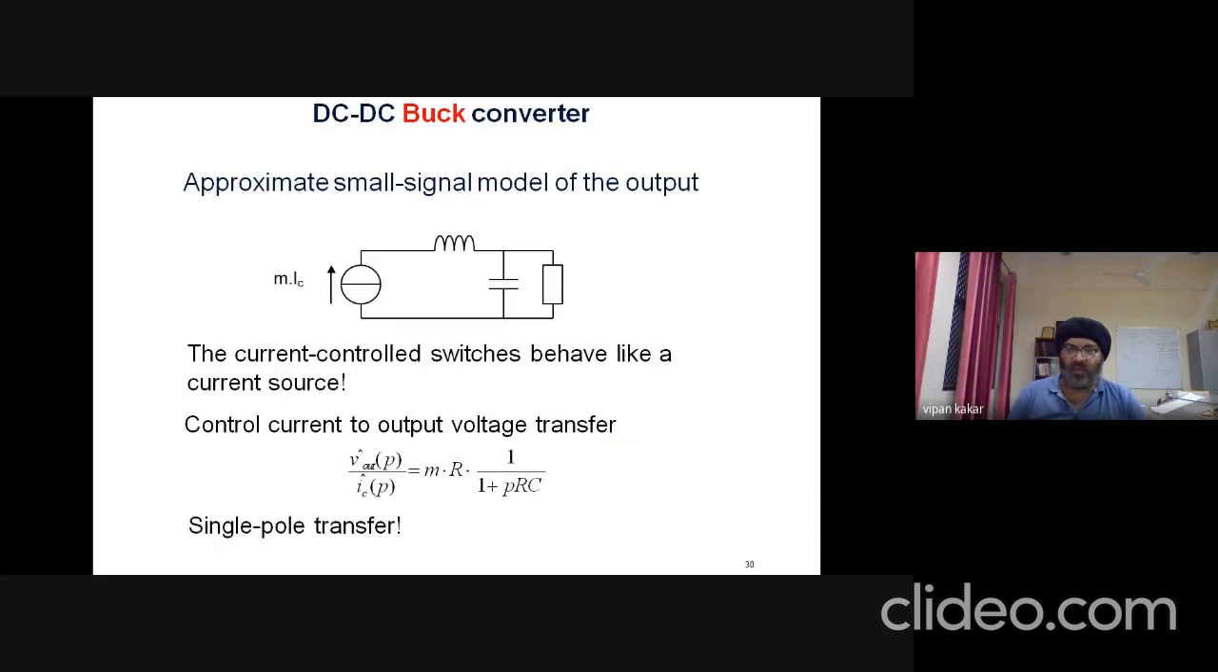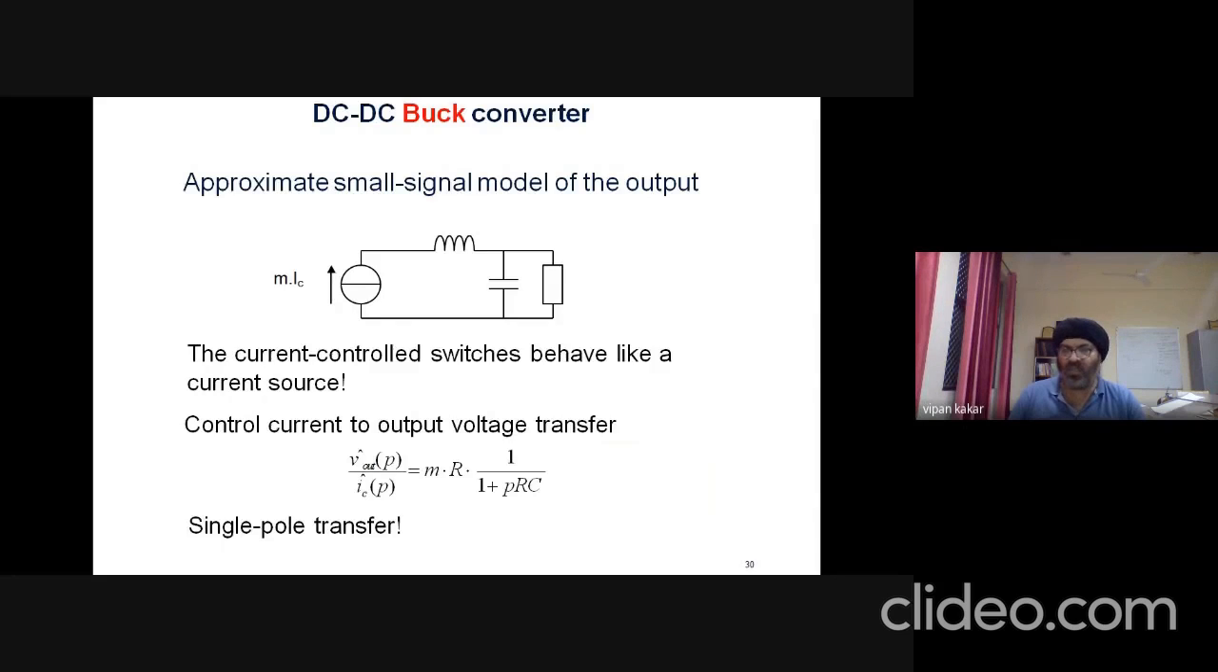So now we need to have a transfer function between input and output. Now the input is a current source and the output is the output voltage. So we take a transfer function which transfers the control current, which is at the input, into the output voltage. So that is Vout by IC. IC is the input, Vout is the output. So the input control current is transferred to the output voltage. So Vout by IC.